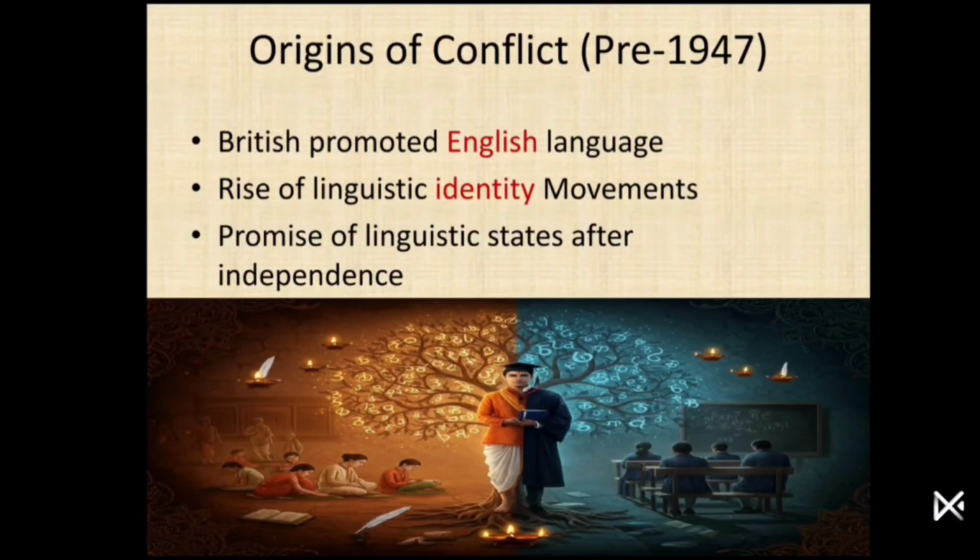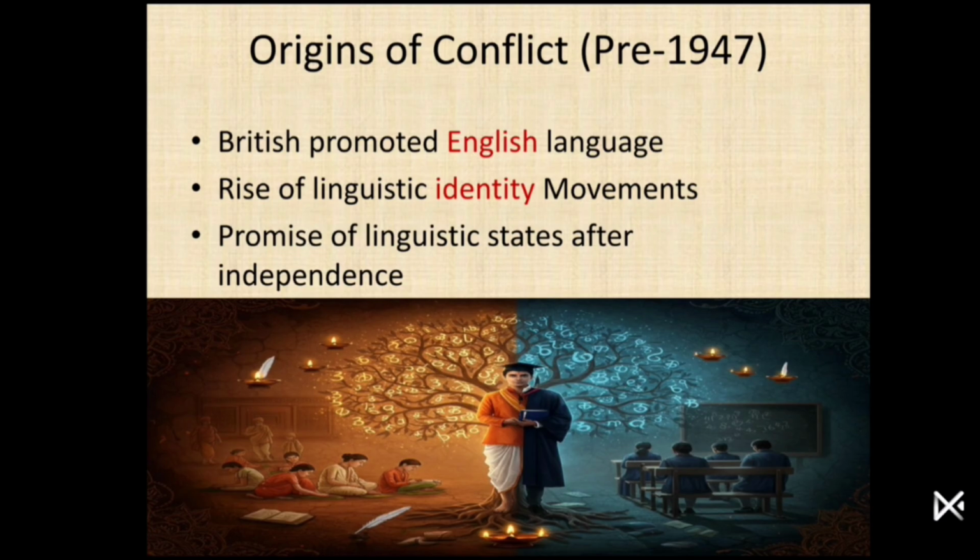Origin of the problem. Now, let us go back in history to understand where this problem actually began. Before independence, India was under British rule, and during this time, a very important decision was taken. In 1835, Lord William Bentinck, based on the recommendation of Thomas Babington Macaulay, introduced English as the main language of administration and education in India. At first, this may look like a big change, but slowly it transformed Indian society.